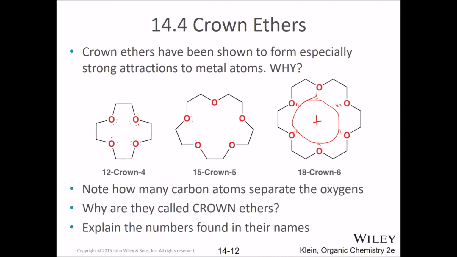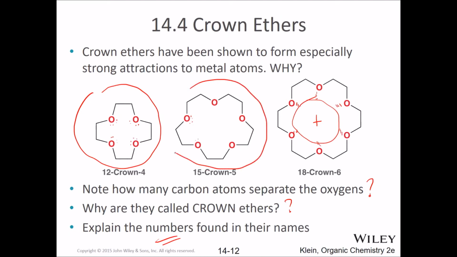Okay. How many carbon atoms separate the oxygens? Why are they called crown ethers? Can you guess that? And then the next question, of course, is explain the numbers found in their names. These are good questions. I got these from Klein, by the way. I didn't write these myself. Thank you, David Klein, for giving us these questions. Explain the numbers found in their names. 12-crown-4: where's there a 12 in here, and where is there a 4? 15-crown-5: explain those numbers.